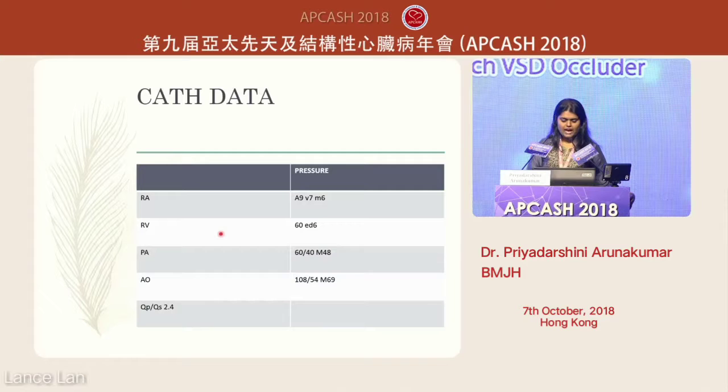The cath data: we had a normal RA mean pressure of 6, the RV-ED was 60, the pulmonary pressure was elevated at 60/40, and the mean of 48, slightly more than half the aortic pressure, and the QP/QS was calculated to be 2.4:1.